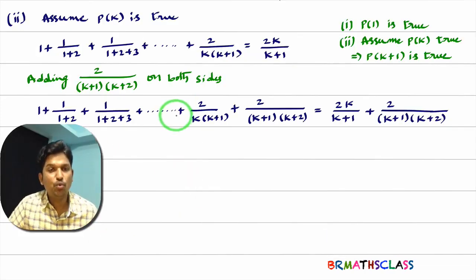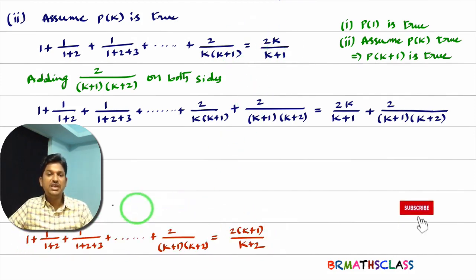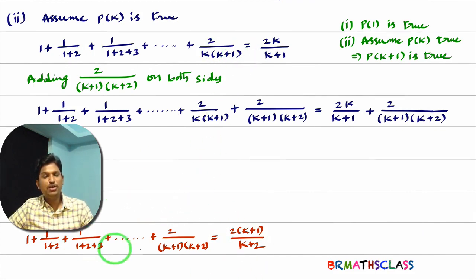You observe here what I did. For this P of k, I added this term on both sides. Our intention is we are trying to prove P of k plus 1 is true. It is important to keep in mind what P of k plus 1 is. See, as this is P of k, in place of k you write k plus 1, then you will get P of k plus 1. As we need to know what P of k plus 1 is, I will write P of k plus 1 here. You see, this is P of k plus 1. In place of k, if you write k plus 1, then you will get P of k plus 1.